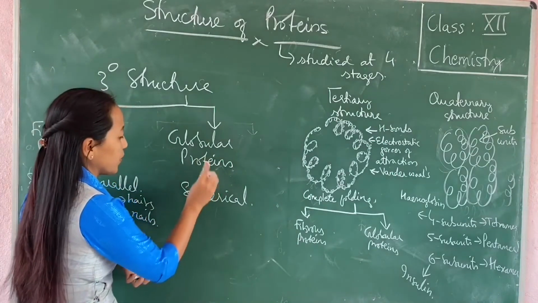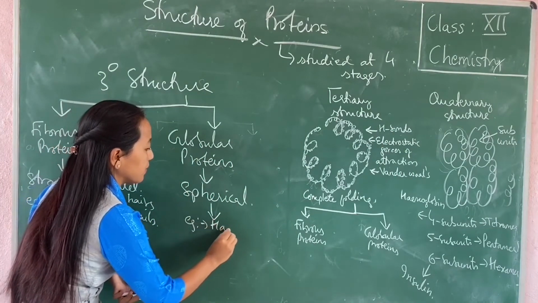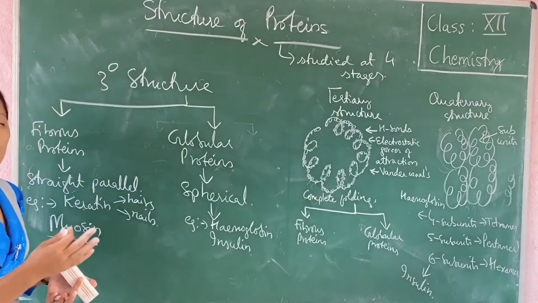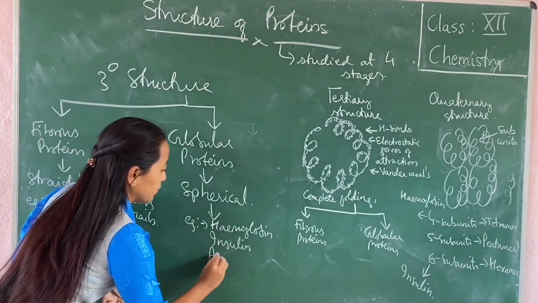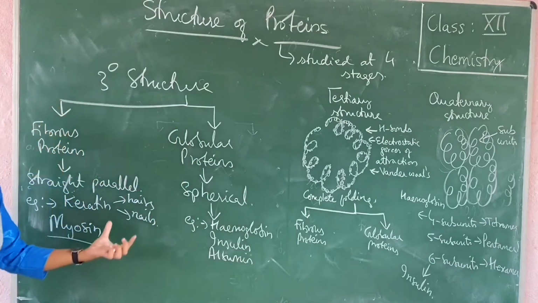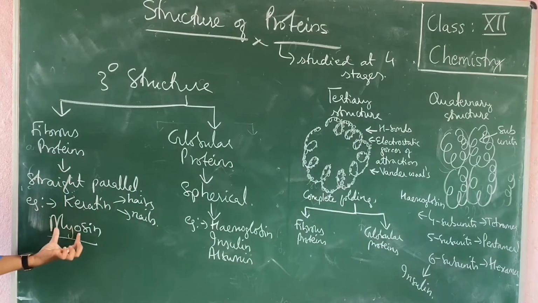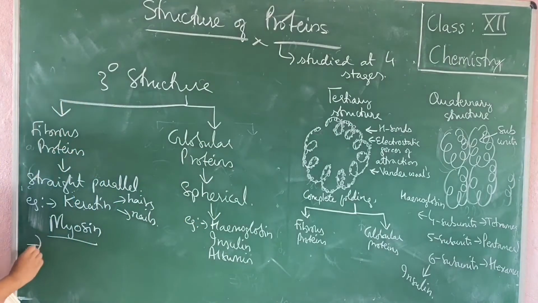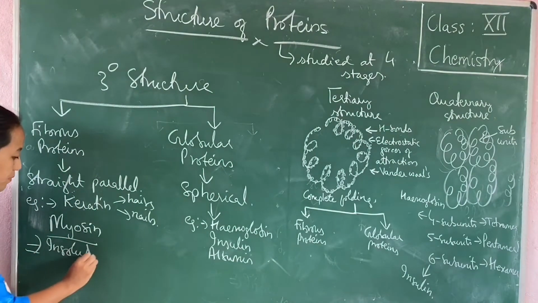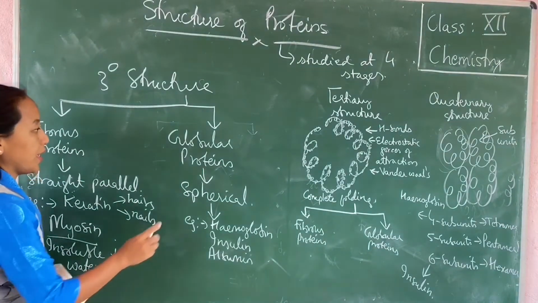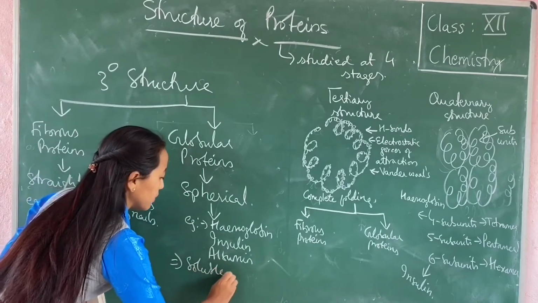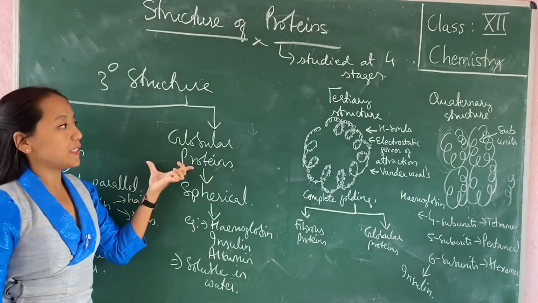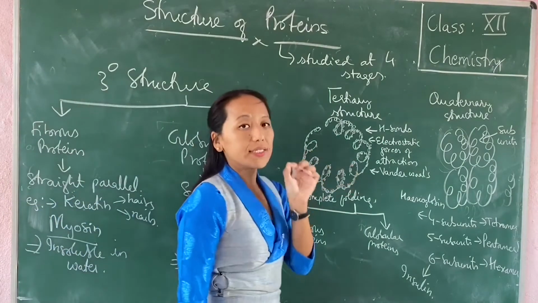Now, examples for spherical or globular proteins are hemoglobin, insulin, which regulates the blood sugar level, and then you have albumin, which is present in egg, albumin proteins. Now these are some of the examples of globular proteins and fibrous proteins, and the difference is it has a straight parallel structure, whereas in this case it is spherical. And one more difference is the fibrous proteins are insoluble in water, whereas the globular proteins are soluble in water. So you need to remember the difference between fibrous proteins and globular proteins. Also, you need to remember the interactions involved in secondary and the tertiary structure.